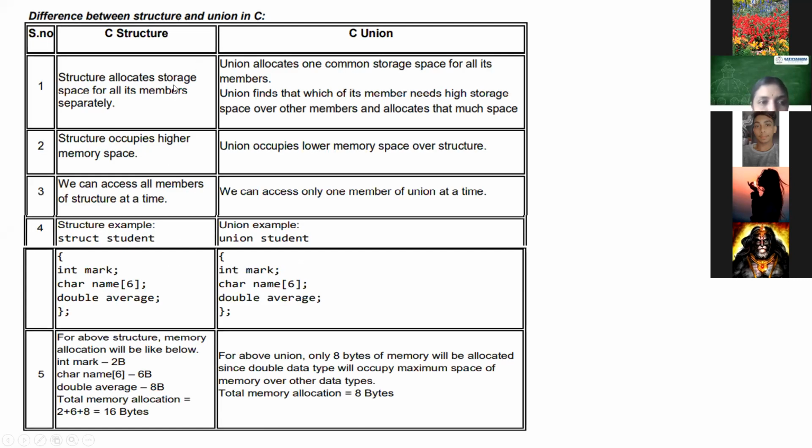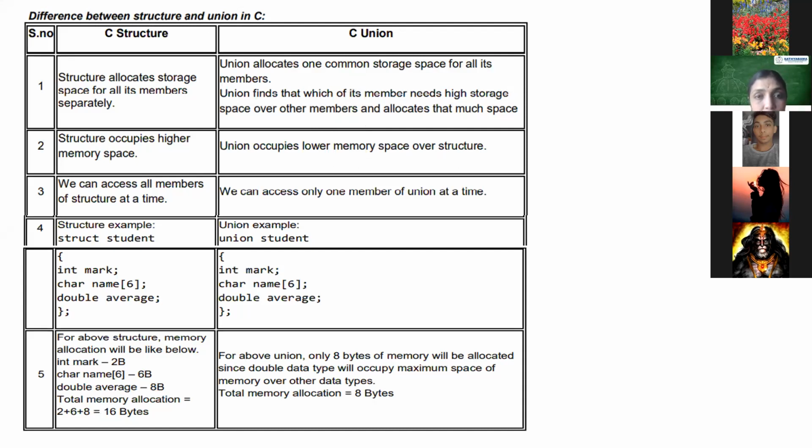Right. C structure allocates storage space for all its members. That is what I told: it allocates the storage space for all the members separately. But here it allocates for only one data type member at a time. So union allocates one common storage space for all. Union finds which of its members needs the highest storage space and allocates only that much space. It occupies higher or lower memory space, because only one data type member can occupy the memory space at a time.